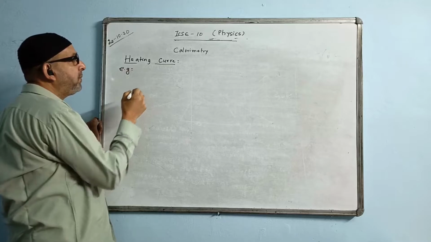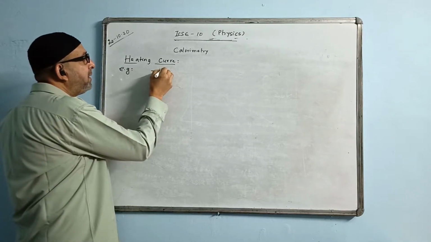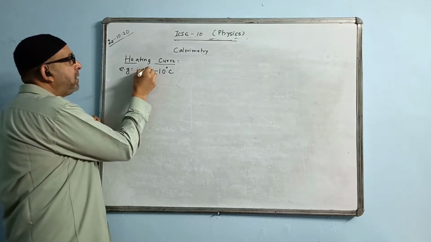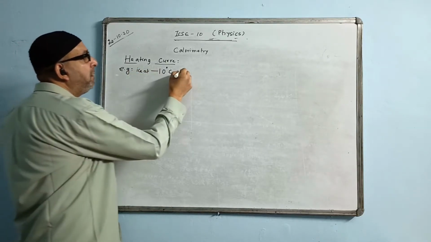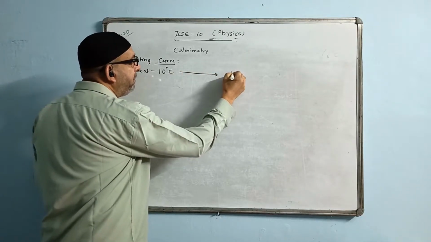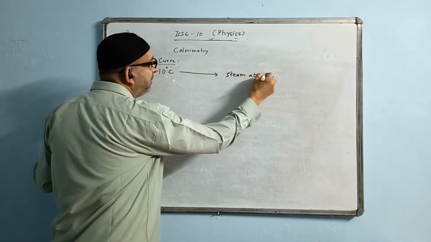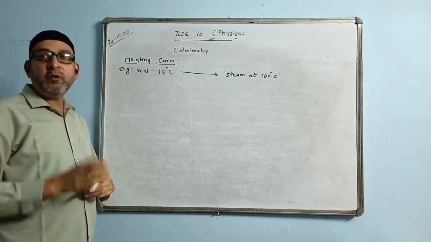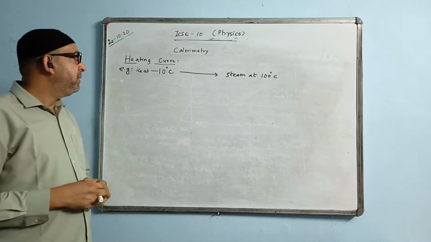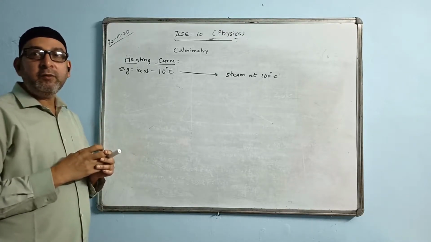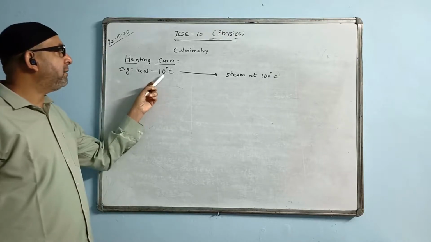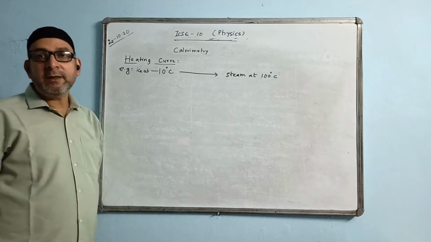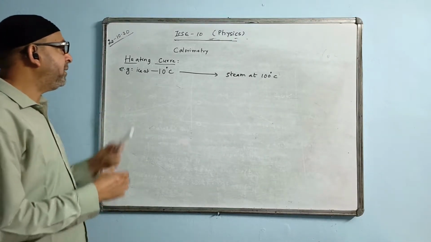The question will say, you are given ice at minus 10 degrees Celsius, and we have to convert it to steam at 100 degrees Celsius. Draw a heating curve to show the conversion. The question will say: draw a heating curve, convert a certain mass of ice at minus 10 degrees Celsius into steam at 100 degrees Celsius. Draw a graph or draw a heating curve.